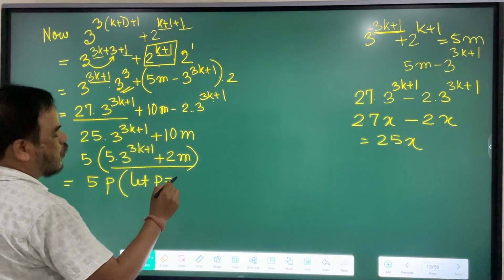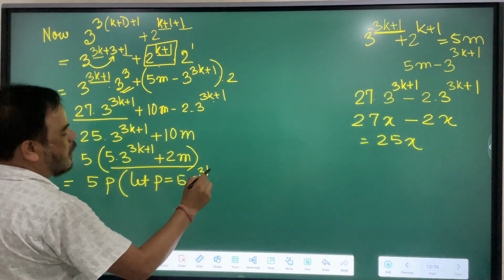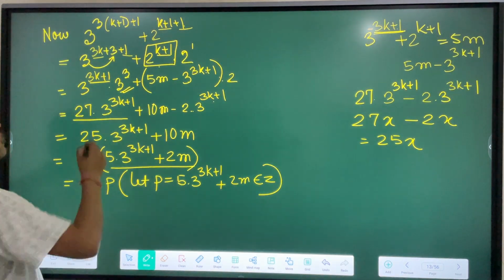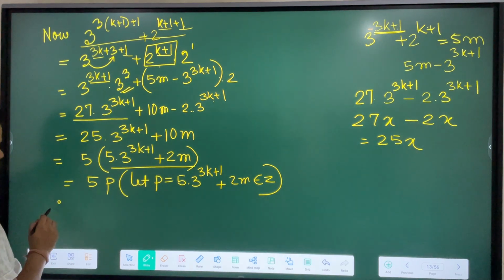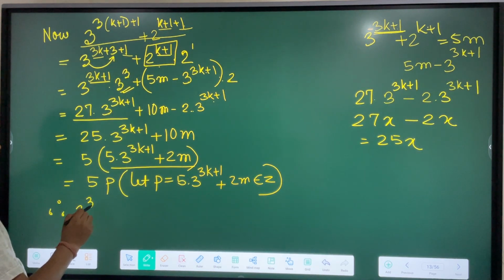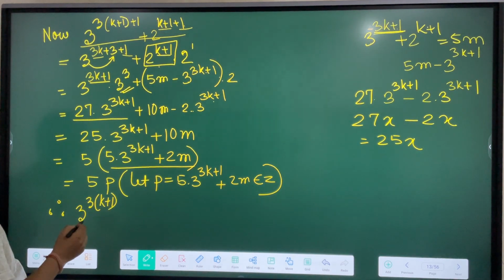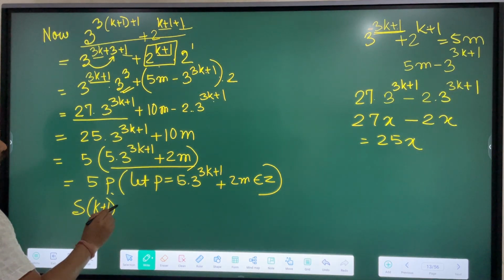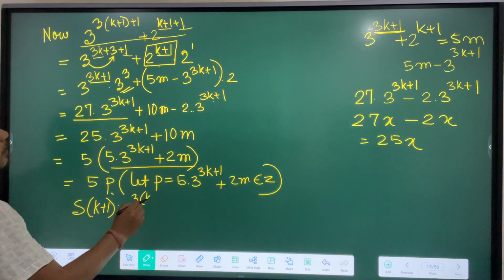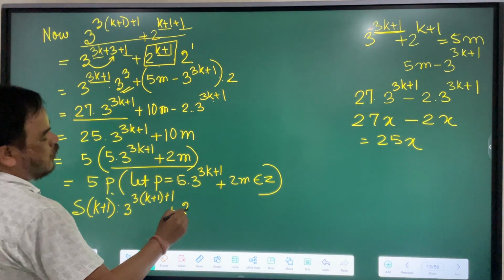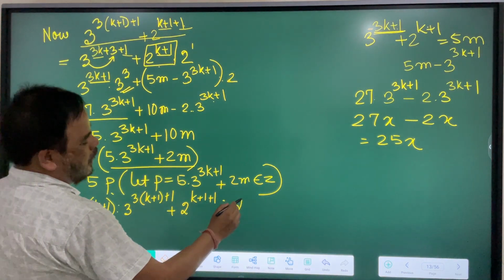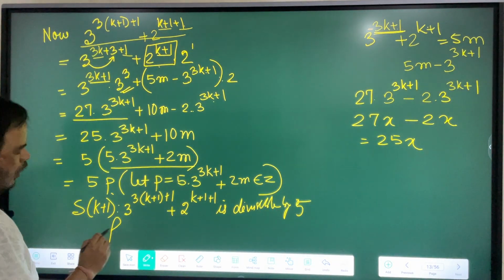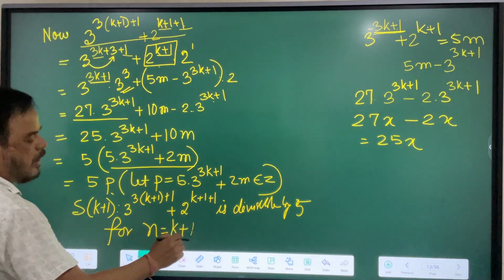Let p equal 5 into 3 to the power 3k plus 1 plus 2m, which belongs to Z. So this equals 5p. Therefore 3 to the power 3 into (k plus 1) plus 1 plus 2 to the power (k plus 1) plus 1 is divisible by 5 for n equals k plus 1, like the previous exercise.